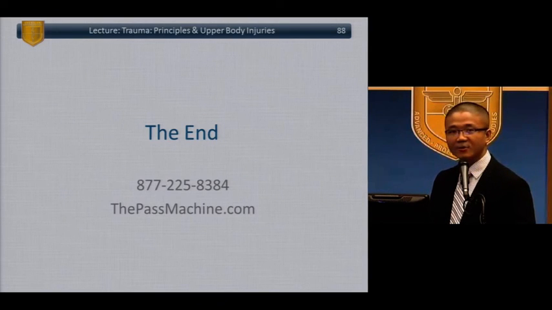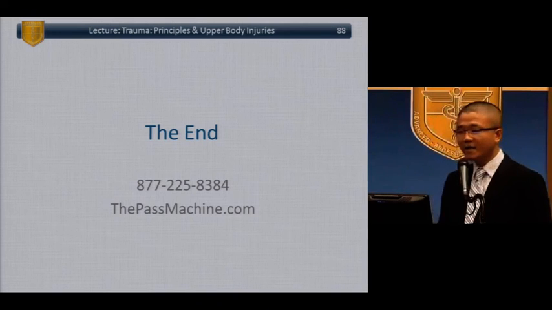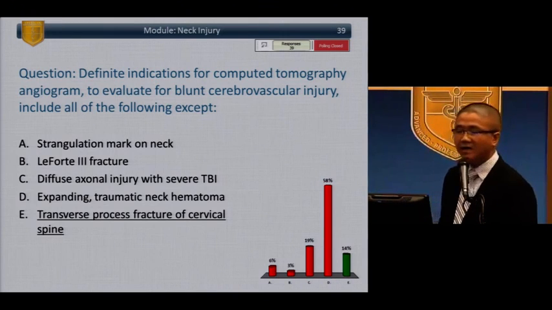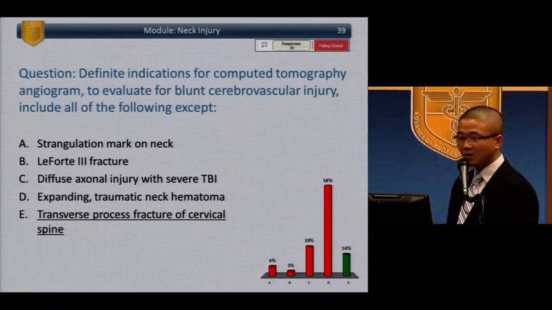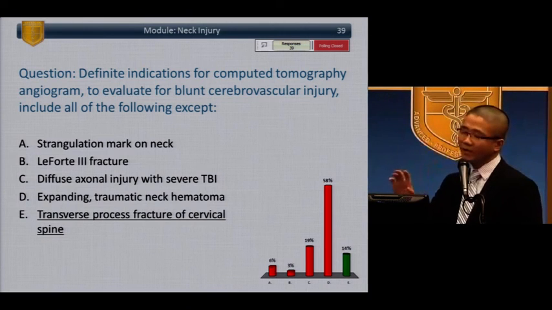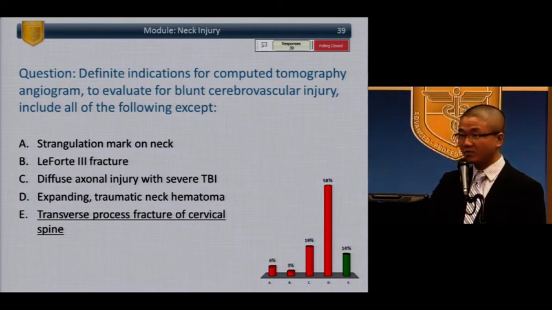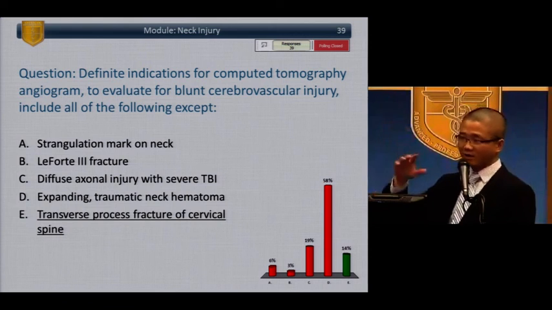I think that's it. Any questions? Yeah. Oh, this one. Okay, let's see. So the question from the audience is about the definitive indications for CT angio to evaluate for blunt cerebrovascular injury, including all of the following except. Oh, I see what you're saying. Your point is a good one. First of all, you guys know there are no except questions, right? It's always positively worded questions. So nobody's going to ask you all of this except something.